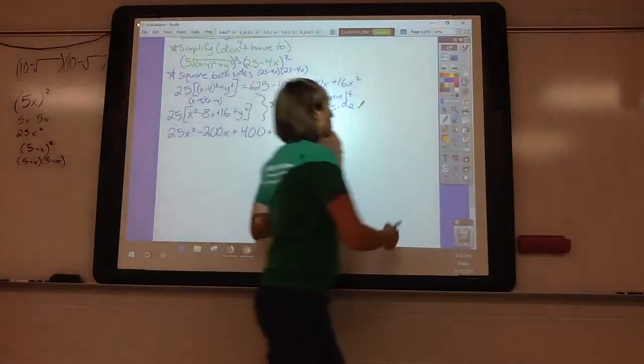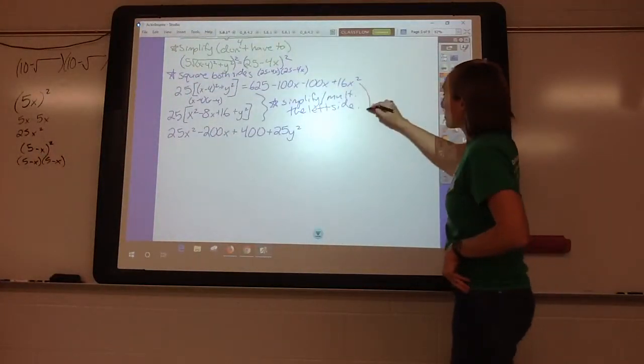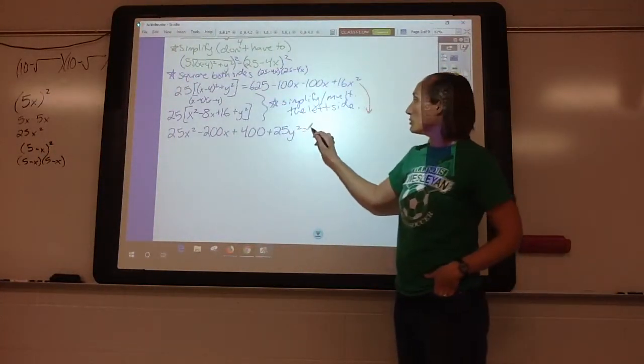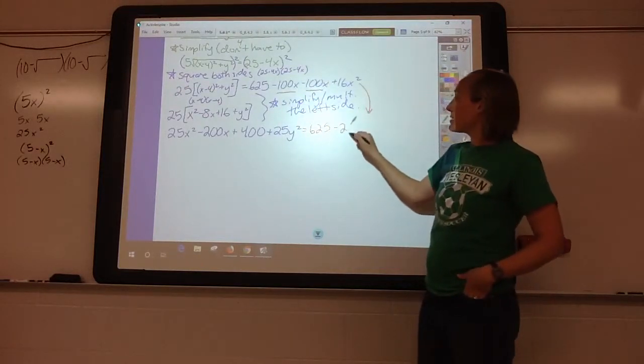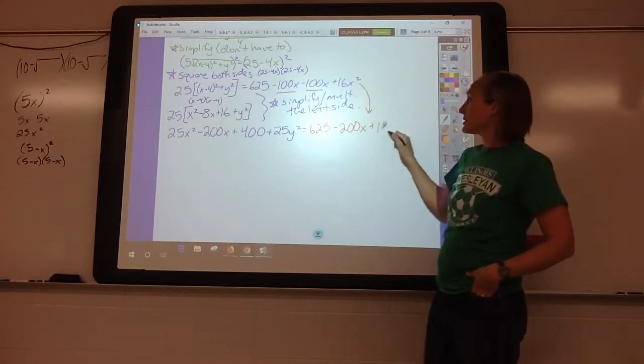And then I'm just going to copy down the right side here. So I'm going to bring all of this stuff down. So I have equal to 625. I'm going to combine these two. Minus 200x plus 16x squared.